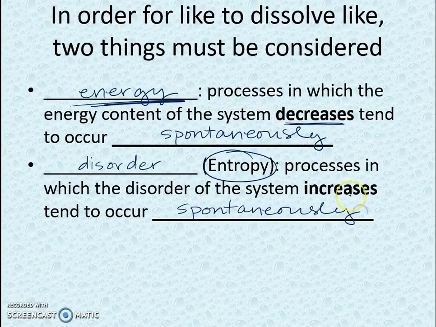And so you have this thing called entropy, which is disorder. And entropy is a process in which the disorder of the system increases, and they tend to occur spontaneously. All right, so why are we talking about this? Well, because you have to have energy to put into something in order for a solution to be made. Okay, and you can see entropy or disorder is favored in the world.